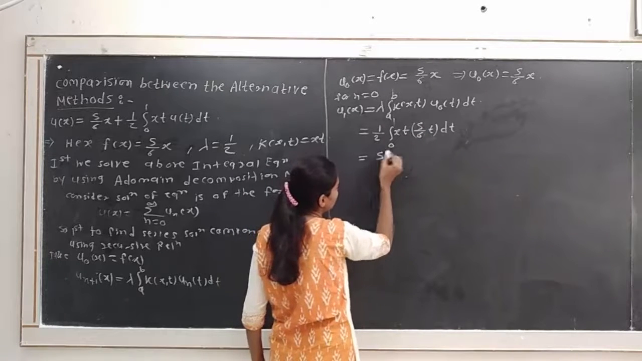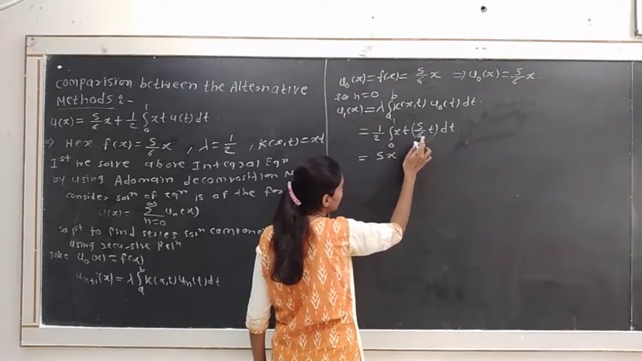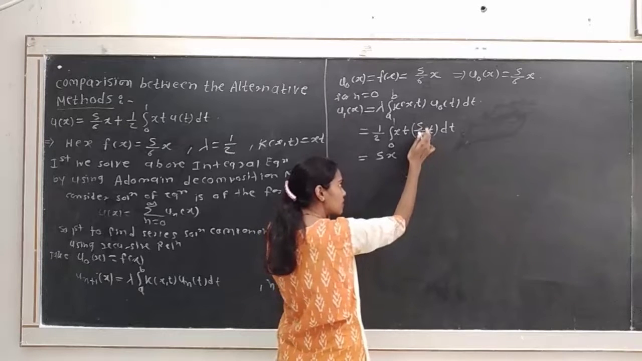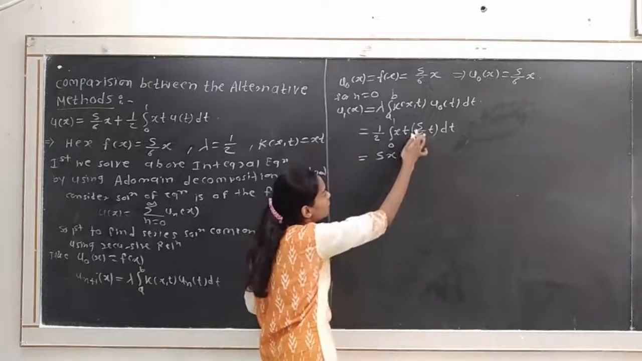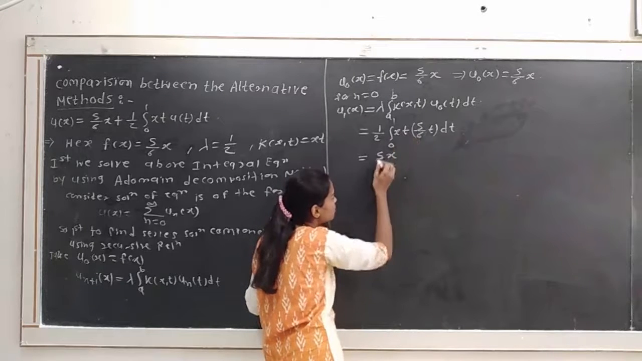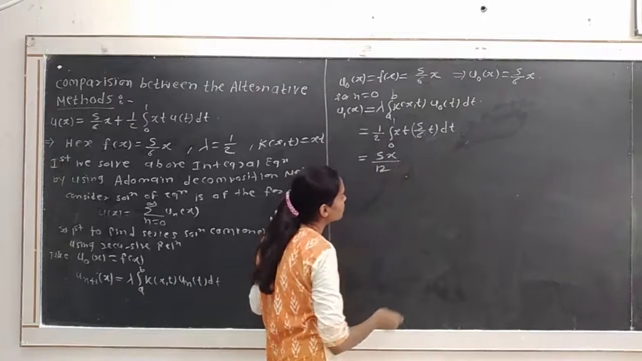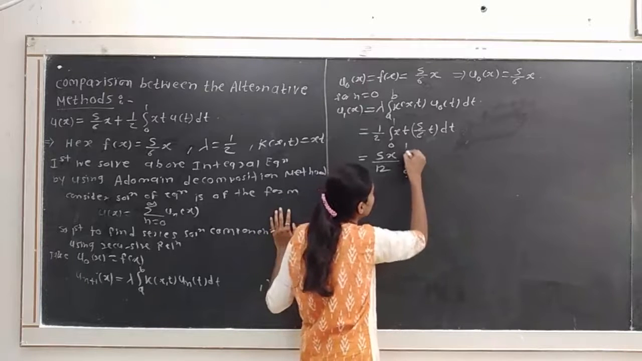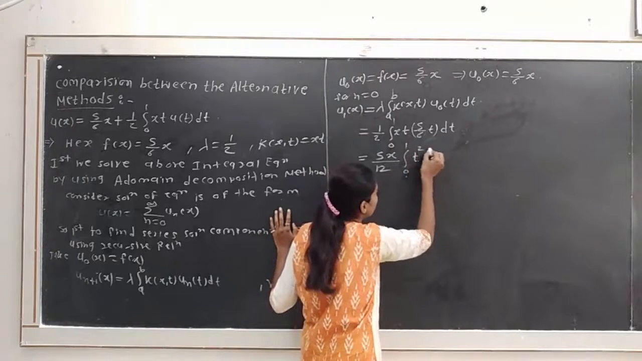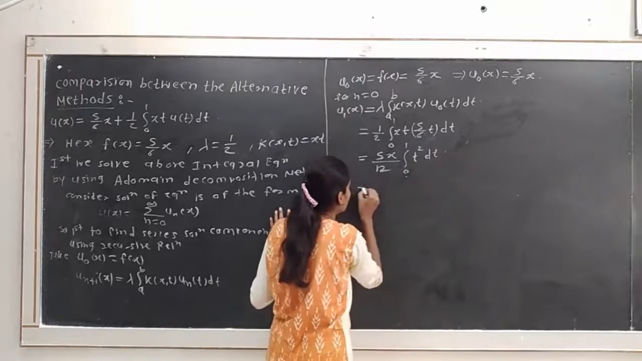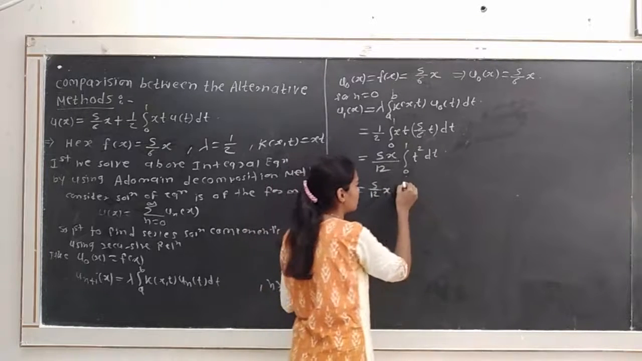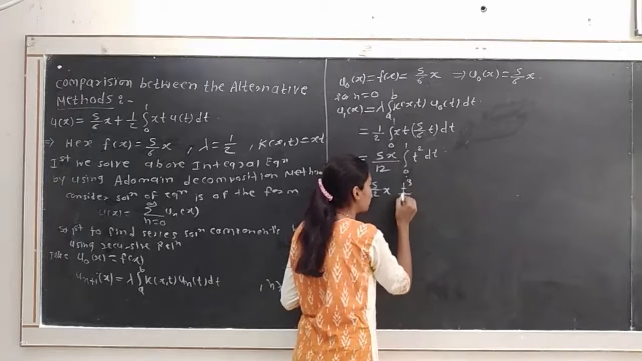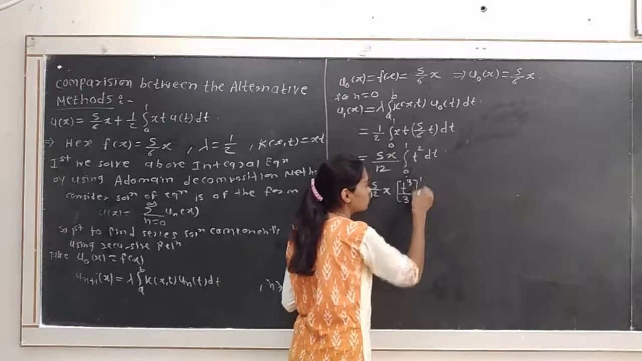and x will be constant also, and that is 5 divided by 6, and x will be constant, so we take outside. So we have to get in numerator 5x, and this 6 into 2 becomes 12. So 12, integration from 0 to 1, this t into t becomes t square dt. So we have to get 5 divided by 12 into x, integration of t square will be t cube divided by 3, limits from 0 to 1.